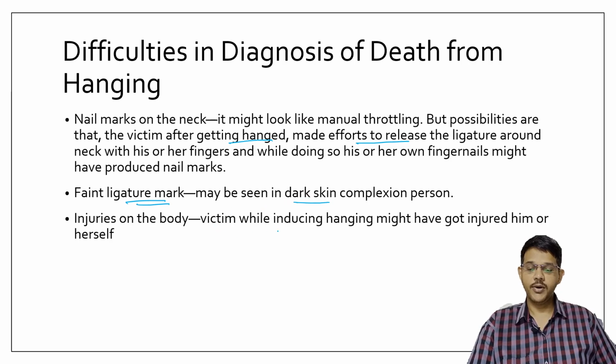Then injuries on the body. The victim inducing hanging might have injured himself while trying to hang himself, while moving the rope or moving the table, and these injuries may be mistaken for a homicidal condition. So in these conditions, it is very difficult to diagnose whether the person was hanged or homicidally killed.